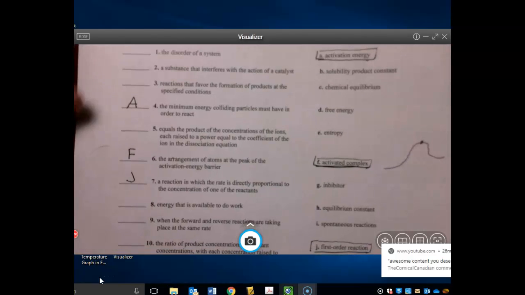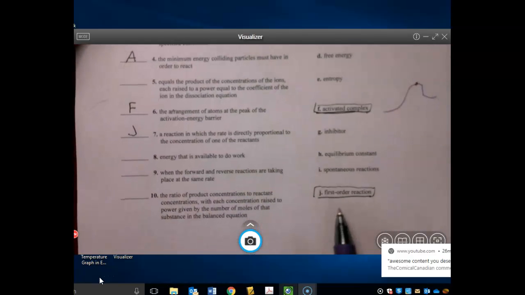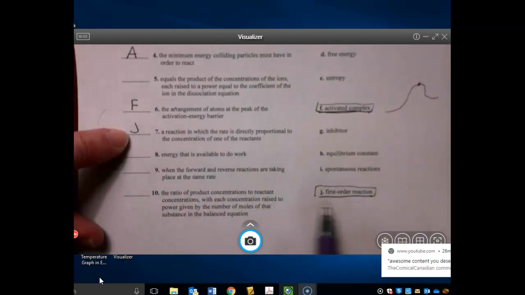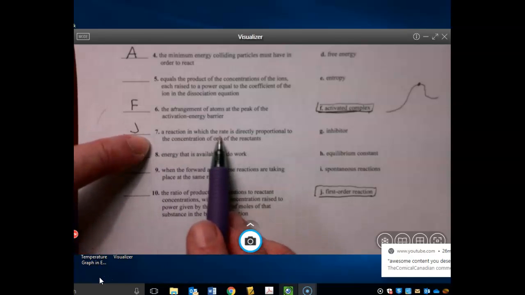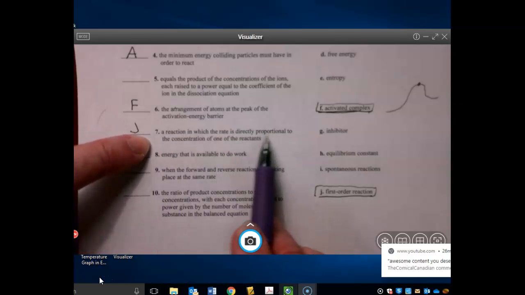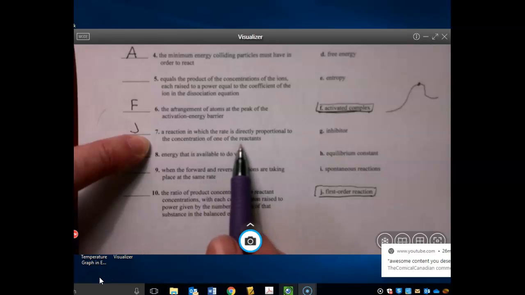And then the last one we had was a first order reaction. And a first order reaction is a reaction in which the rate is directly proportional to the concentration of one of the reactants.